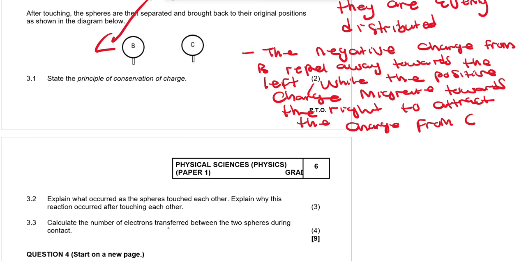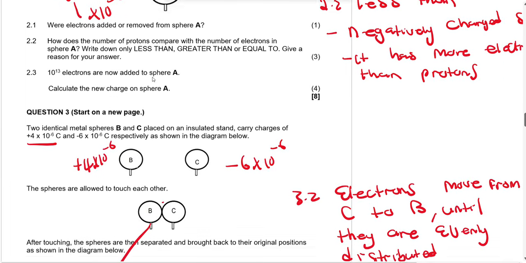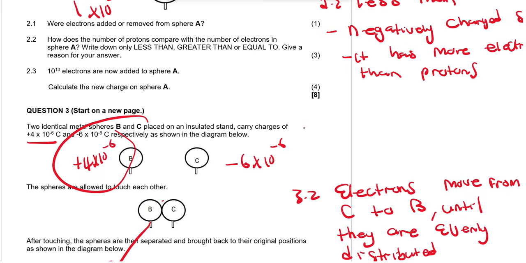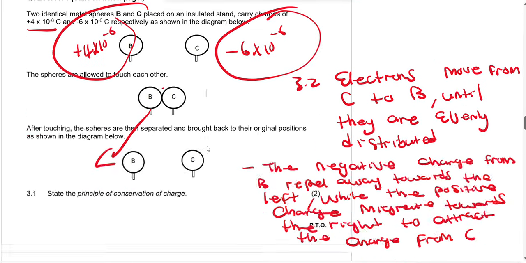And then calculate the number of electrons transferred between the two spheres during the contact. Guys, it's simple. What is the formula? N is equal to Q divided by what? E. Okay, what is Q? Q is the multiplication of these two charges. Remember, initially it was 4 and 6. So we are going to use it.